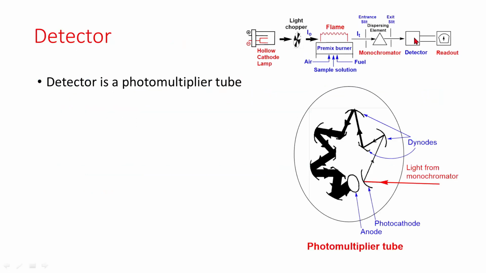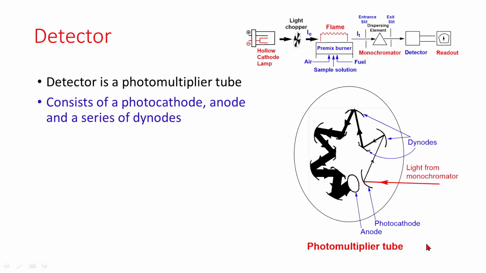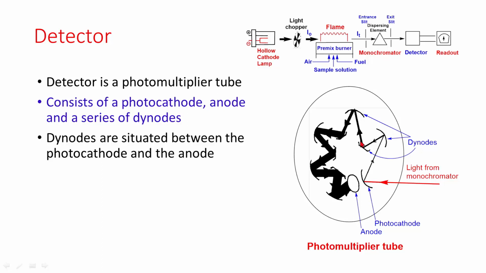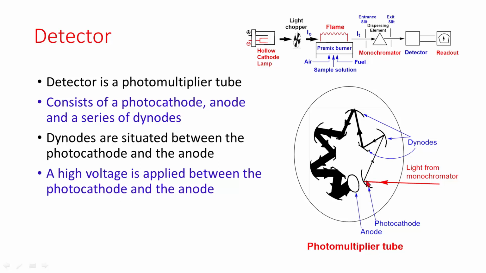Next part is the detector. The detector is a photomultiplier tube. It consists of a photocathode, an anode, and a series of diodes. Diodes are situated between the photocathode and anode. A high voltage is applied between the photocathode and anode.